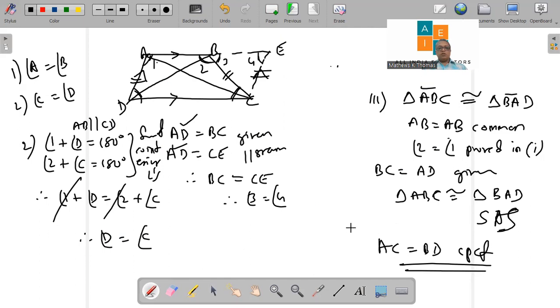So, this is the first exercise. In the second exercise, we will be doing questions based on midpoint theorem and converse of midpoint theorem.